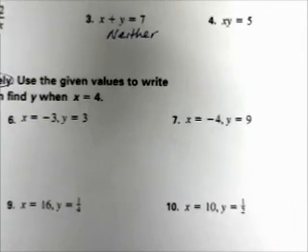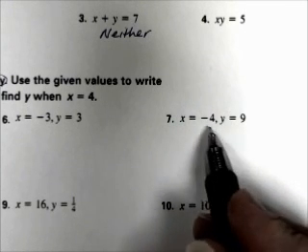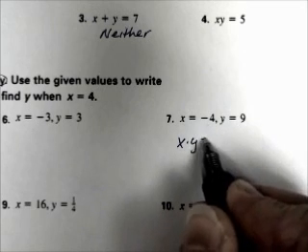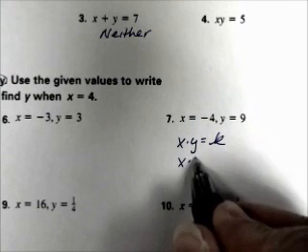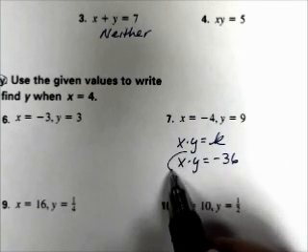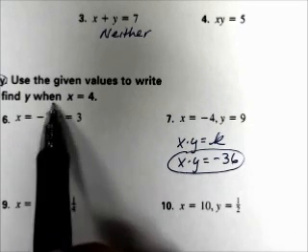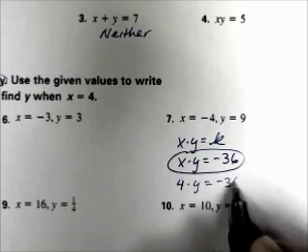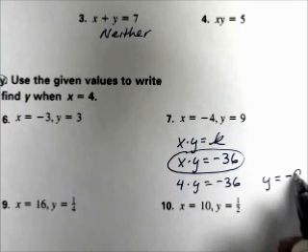Continuing with the odds, number 7. Again, the product is a constant. In this case, what is the product of negative 4 and 9? It is negative 36. So x times y equals negative 36. This is our equation, xy equals negative 36. Finding y when x is 4. 4 times y equals negative 36. Divide by 4. Y equals negative 9.